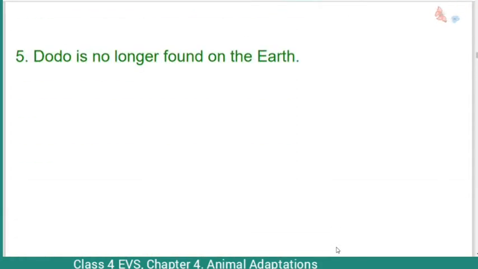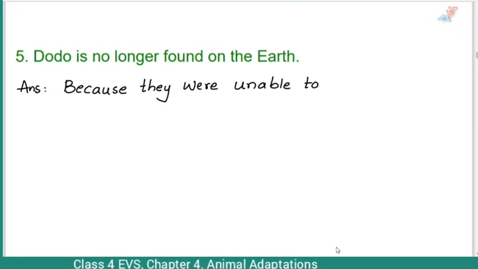Fifth one, dodo is no longer found on the earth. Answer, because they were unable to adapt to their surroundings. Dodo is no longer found on earth because they were unable to adapt to their surroundings.